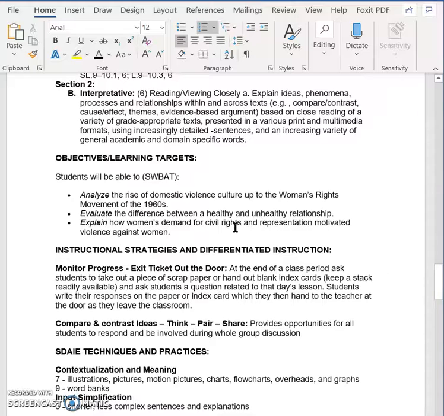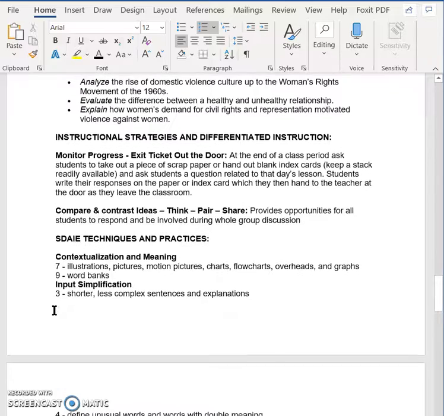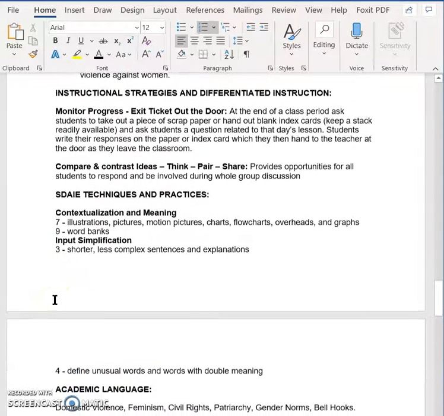Through my lesson, students will be able to analyze the rise of domestic violence culture up to the women's rights movement in the 1960s, evaluate the difference between a healthy and unhealthy relationship, and explain how women's demand for civil rights and representation motivated violence against women.